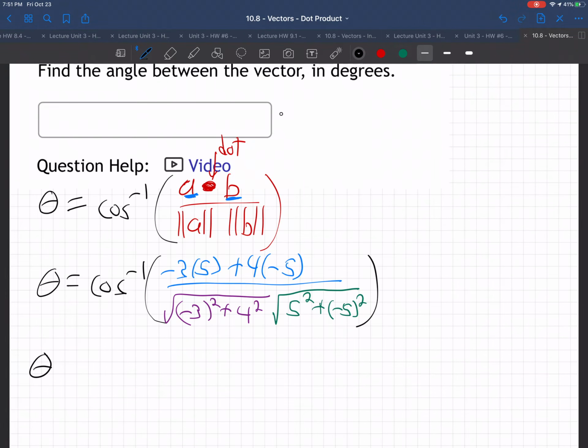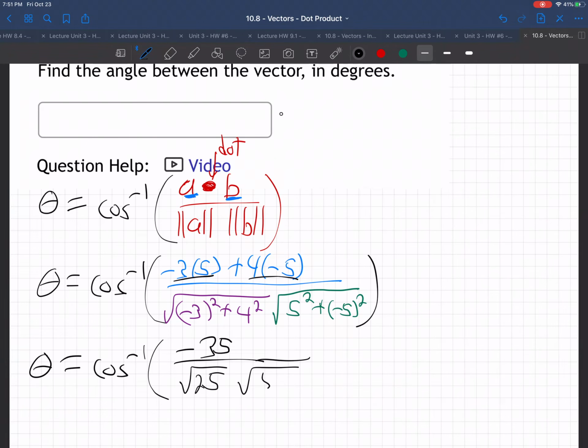So that's cosine inverse. If you work this out, it's negative 15 minus 20, negative 35 on top. On the bottom, 9 plus 16, the square root of 25, times the square root of 50. So just type that into your calculator. Literally just type that in, take the inverse, and make sure you're in degree mode because they want degrees.